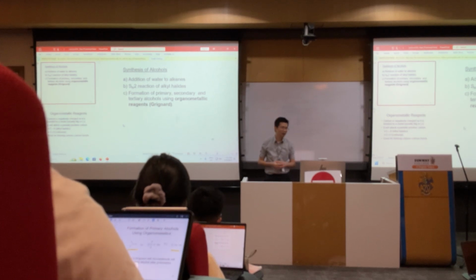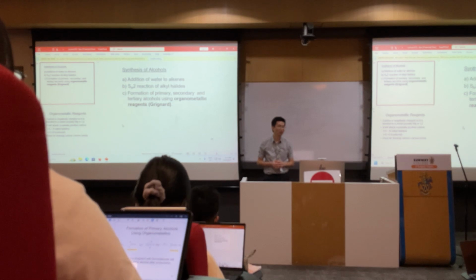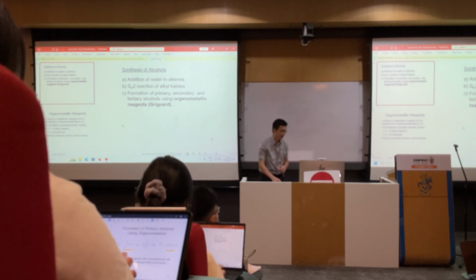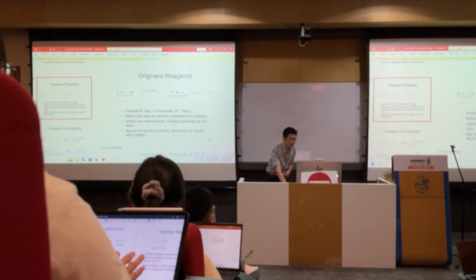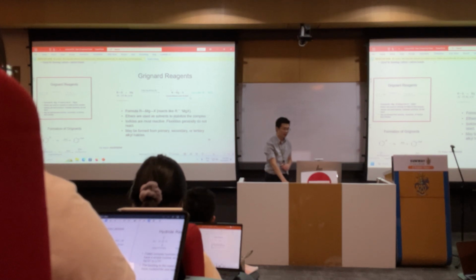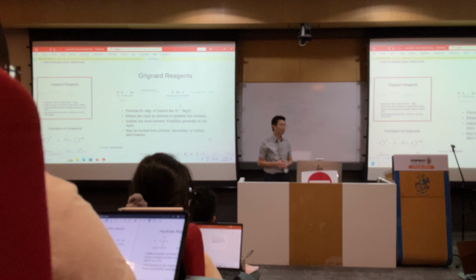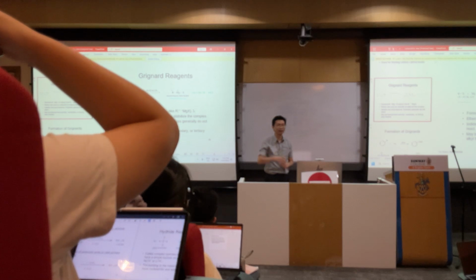Okay, and the formation of primary, secondary, or tertiary alcohol using organometallic reagents. How to make alcohol from Grignard reagents? Basically, you just need a base to replace the Grignard reagent and substitute it into the alkyl chain.